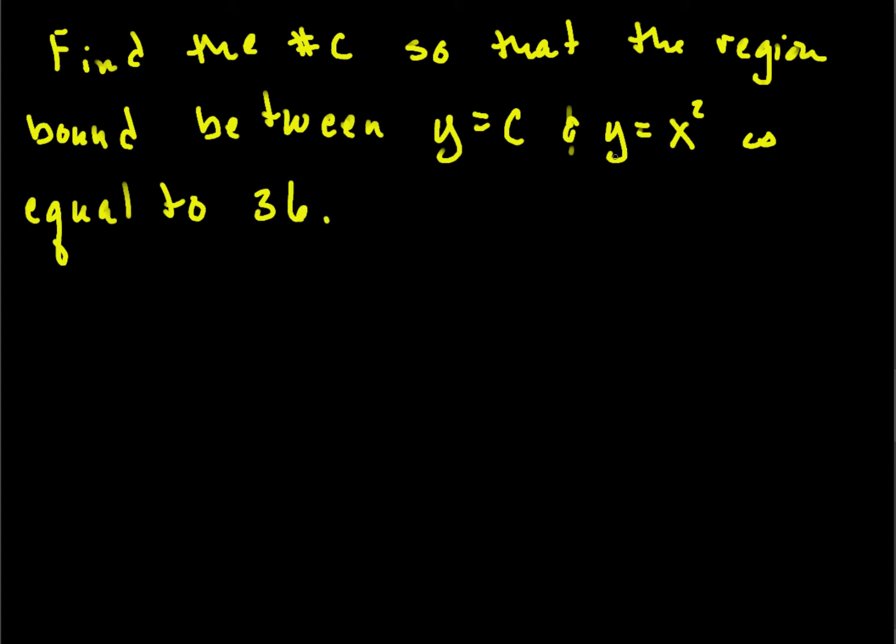So what's given here is we're told what the area needs to be. The area needs to be 36. The question is, what should C be? What is C so that this is true? Now let's kind of graph what things are looking like here.